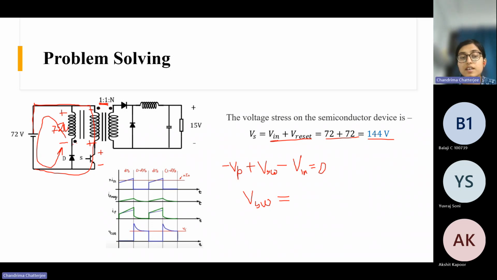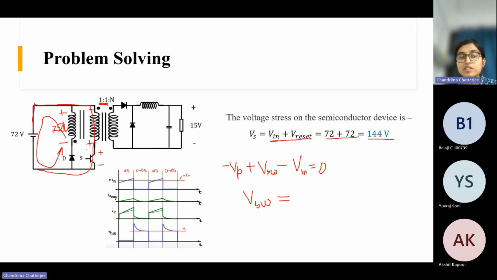As these polarities are like this, the dots are placed like this. That's why these two voltages get added up. But if the dot would have been like this in this portion, then it would not be like this. Due to this dot convention only, we are getting this added voltage, right?